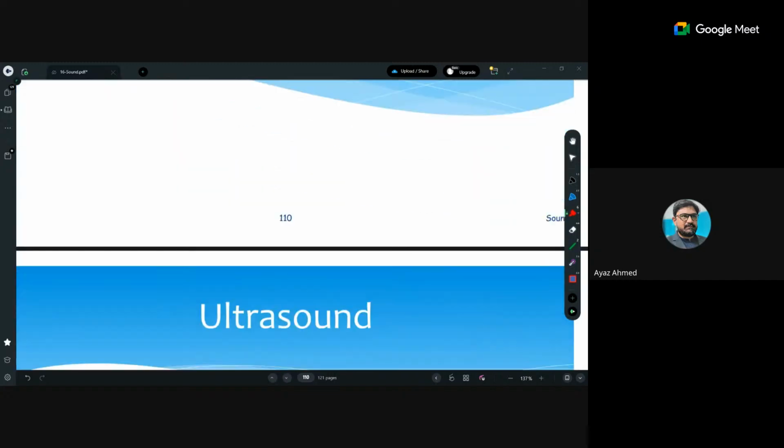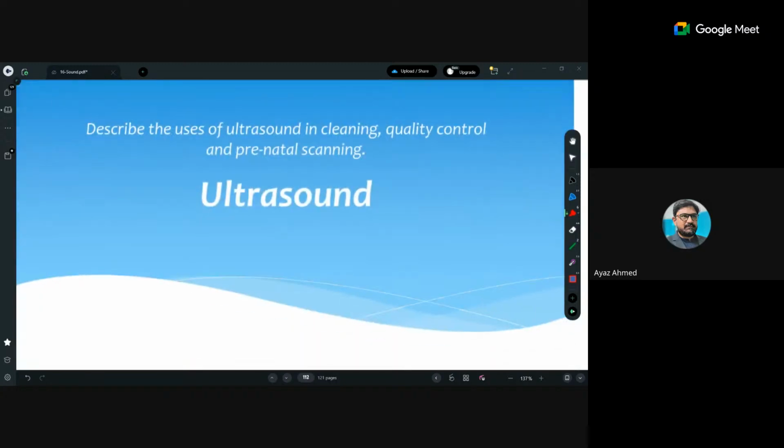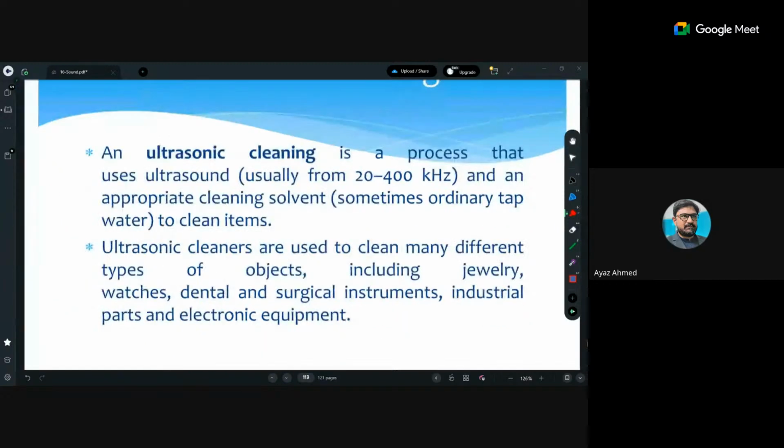Then ultrasound. Ultrasound is sound whose frequency is greater than 20,000 hertz. It cannot be heard by humans, but there are many animals and detectors which can detect ultrasound. Ultrasound is used for different purposes, like the uses of ultrasound, which are frequently asked in your exam.